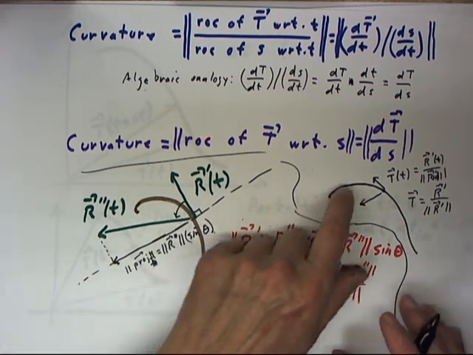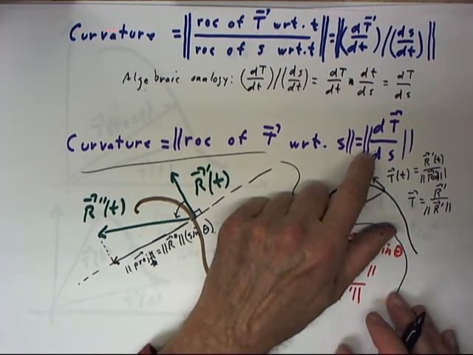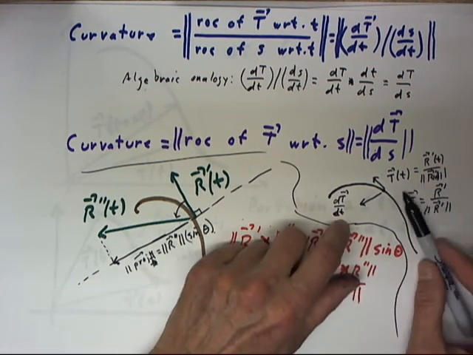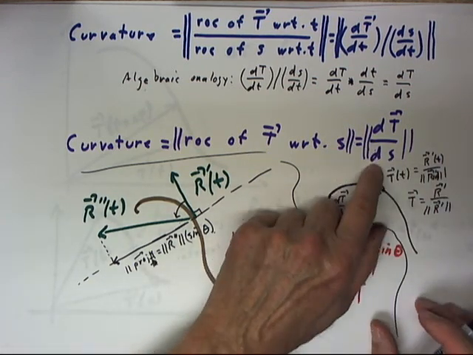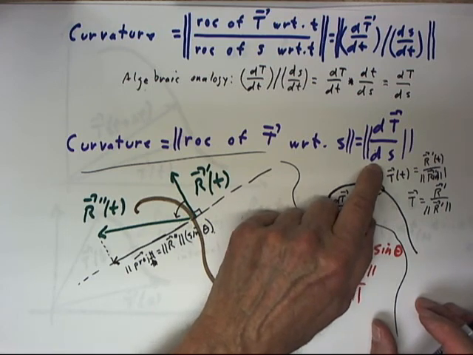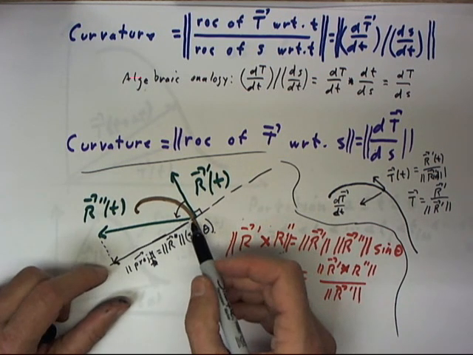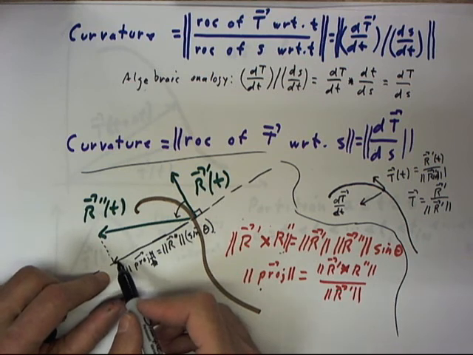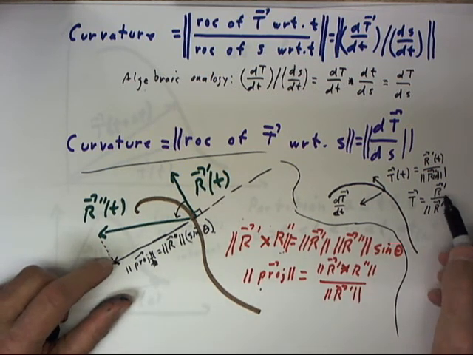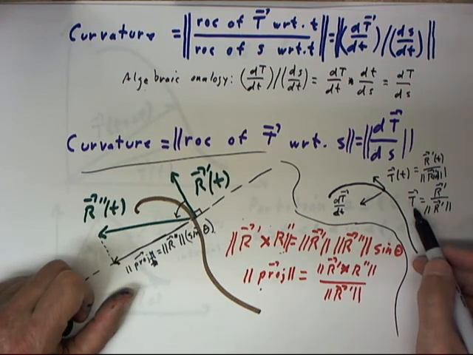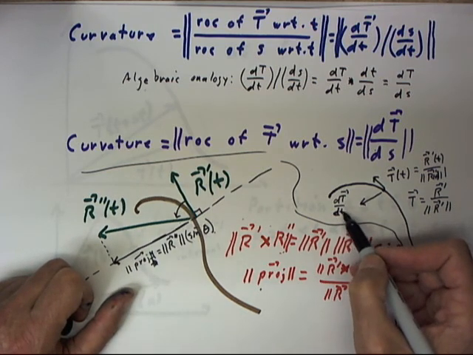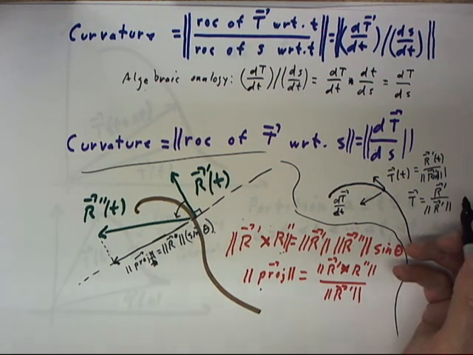And the rate at which our position changes as we move along the curve is itself nothing but r prime. So if we divide this projection by r prime, we get the rate of change of the unit tangent vector, dT, with respect to t.